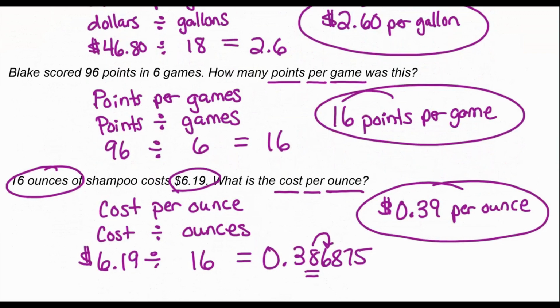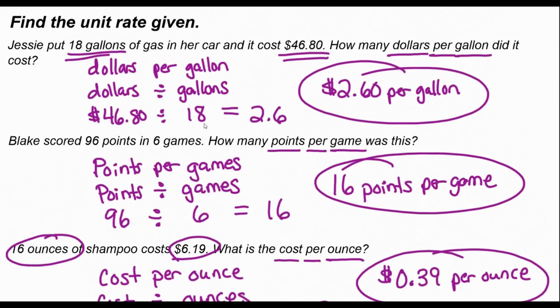And that's finding unit rates. Again, rates are special ratios that compare things measured in different units, and unit rates are a type of rate that makes a comparison to one unit of something. We always use division to find a unit rate, and we're going to let the words tell us how to divide to find any unit rate that we want.